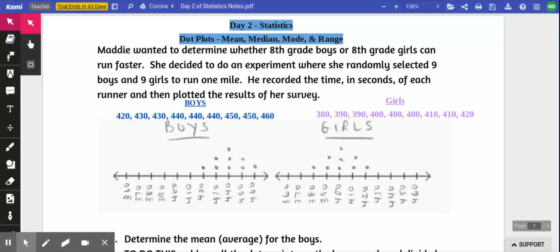Everyone, we are on day 2 of statistics. We are still going to be finding the mean, median, mode, and range of a set of data, but the data is just going to look a little bit different than it did yesterday.